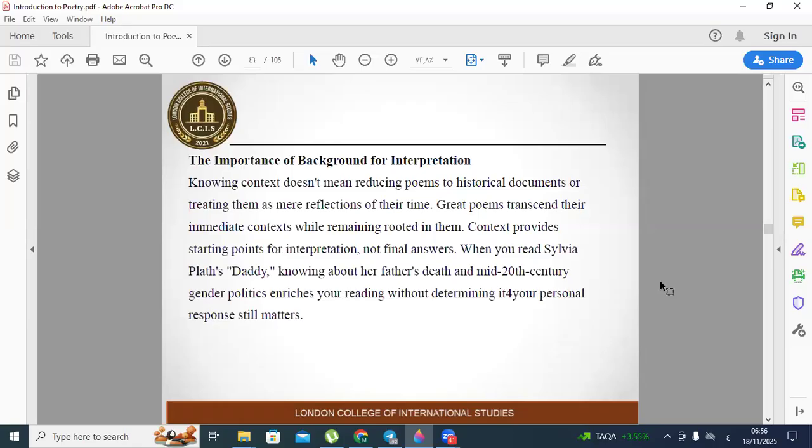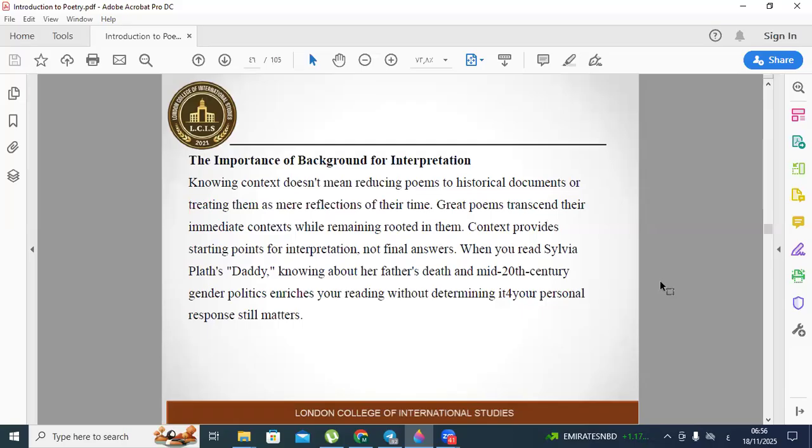Now let's move to the importance of background for interpretation. A critical point about using context: knowing context doesn't mean reducing poems to historical documents or treating them as mere reflections of their time. Great poems transcend their immediate contexts while remaining rooted in them. Context provides a starting point for interpretation, not final answers.